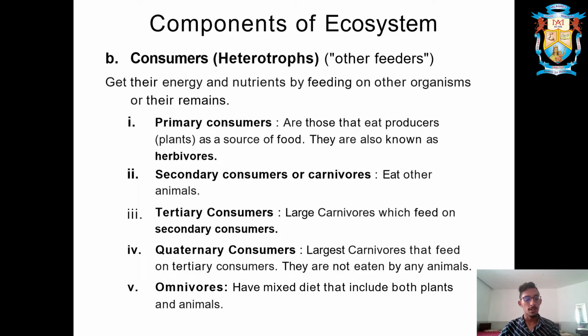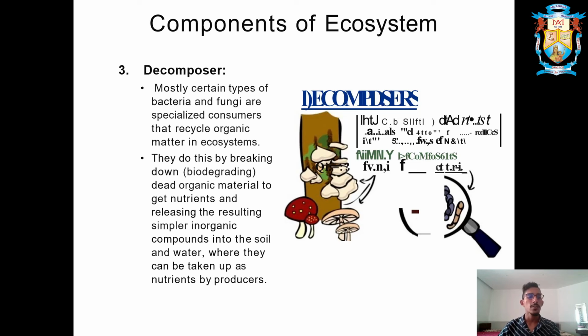Then we have quaternary consumers. These are the largest carnivores that feed on tertiary consumers. They are not eaten by any animals. Basically, these quaternary consumers refer to not just other animals, but we human beings as well. We are the topmost, alpha predators on the food chain. That is why we are termed quaternary consumers as well. Then we have omnivores, that is a mixed diet of both plants and animals. A particular animal that feeds on both plants as well as animals is termed an omnivorous consumer.